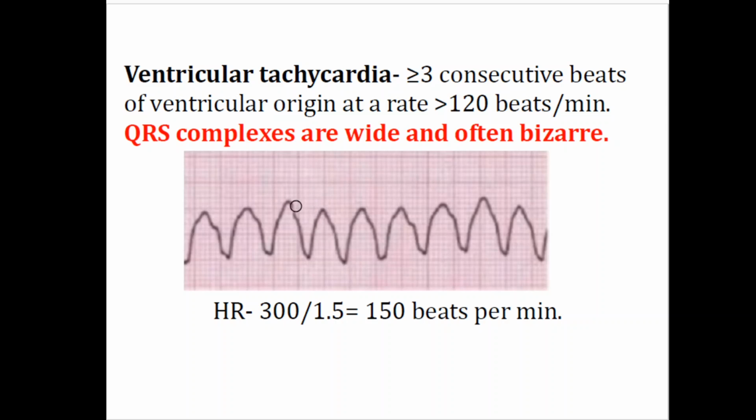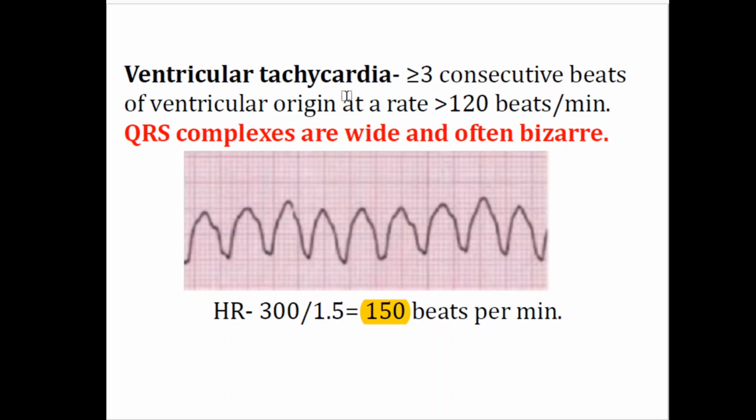See the distance between them. How many big boxes are there? 1.5. So you see, 300 divided by how many big boxes? We have 1.5 big boxes. So 300 divided by 1.5, the heart rate is 150 beats per minute. This is suggestive of tachycardia. More than 100 is tachycardia, right?